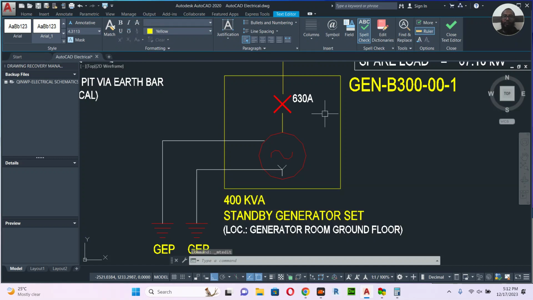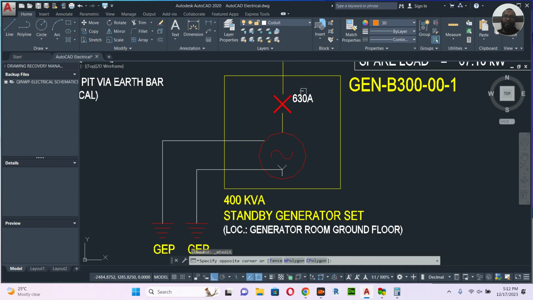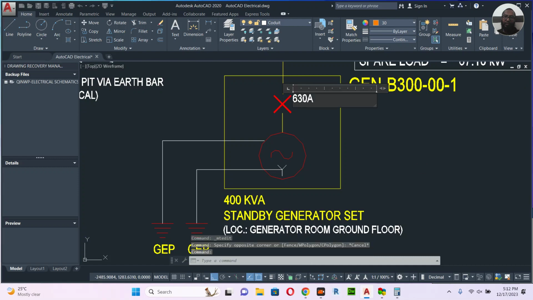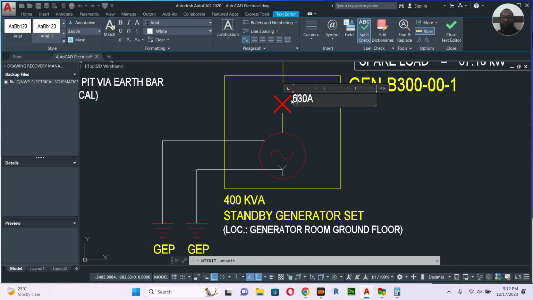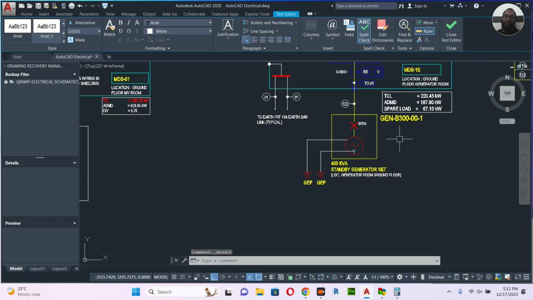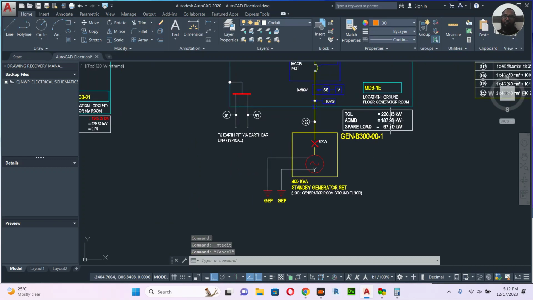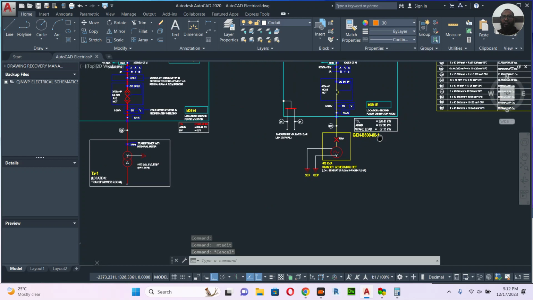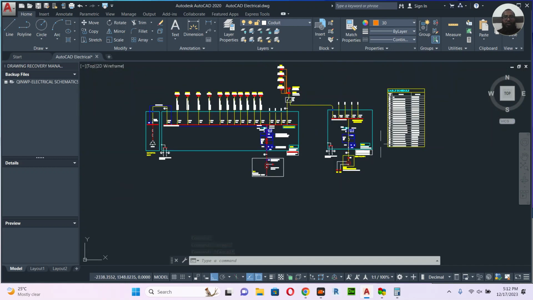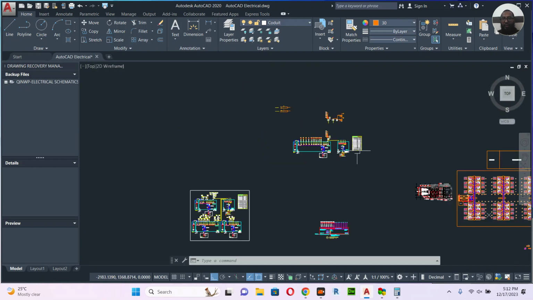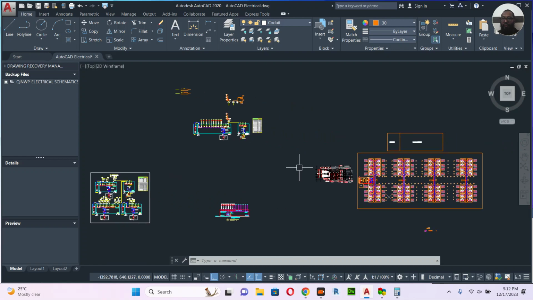So let's put 800 ampere as a thumb rule. Yeah, we have a generator, so you will update everything. So this is how electrical works. I hope I covered everything and didn't miss anything.